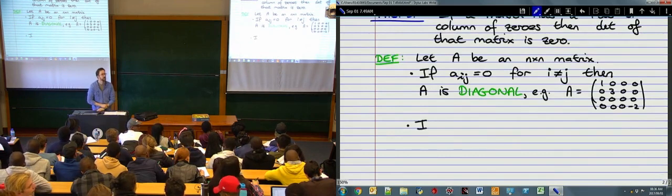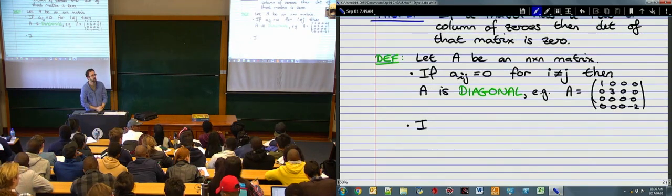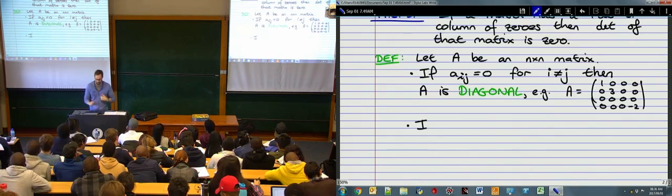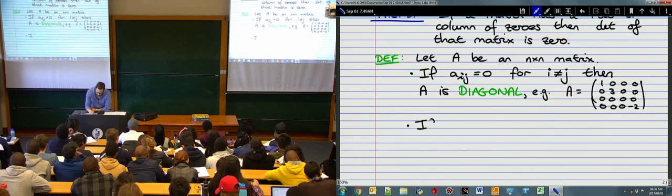So, is it specific that all of them are? Yes, everything which is not on the main diagonal must be 0. So that was a diagonal matrix.